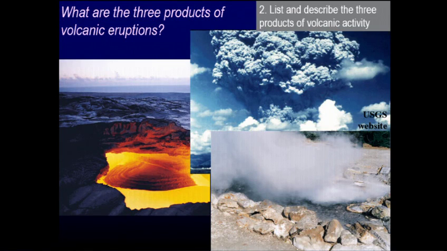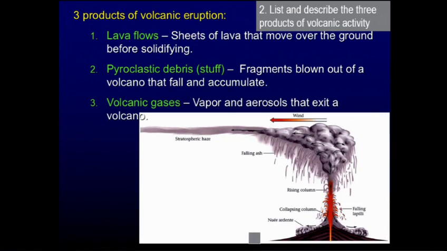So, lava, pyroclastic eruption material, and gases are the three products of volcanoes that we want to talk about. And there are just the words that are describing those three different settings. The difference between the pyroclastic debris and the lava flows is that the debris is fragments that are actually blown out of the volcano and go into the atmosphere before they fall to the ground and accumulate. Lava flows are sheets of molten rock that move over the ground before they solidify.